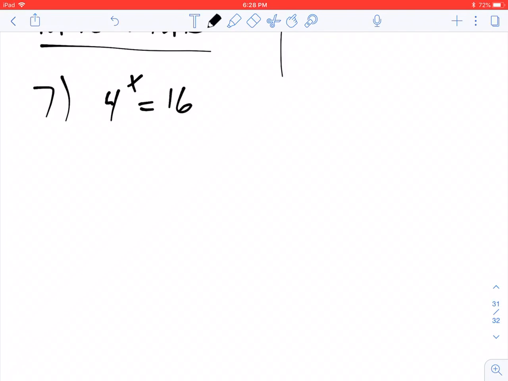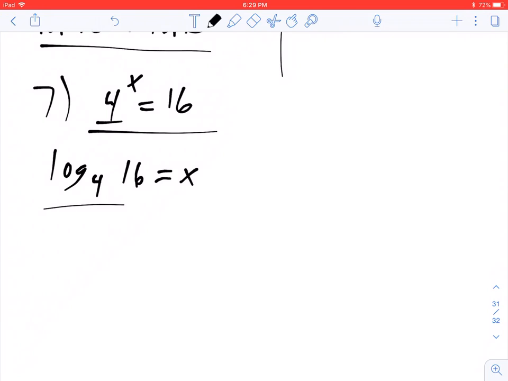The first way, and this would be the way that I would do it, is to recognize this is an exponential equation and we need to convert it into its logarithmic form. The base of the log is always the base of the exponent, so it's log base 4, and then the x and the 16 switch places. So it becomes log base 4 of 16 equals x. Then you could type this into your calculator, and you would get x equals 2. Now, here's another way to solve this.